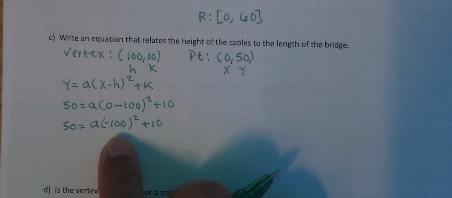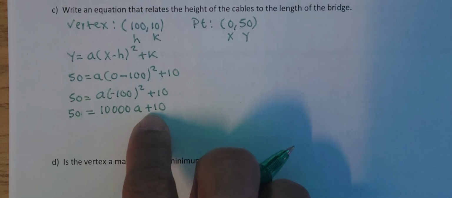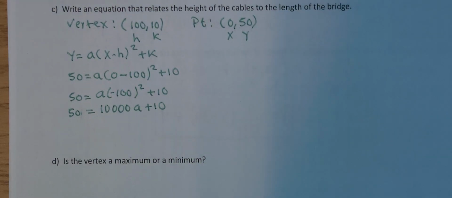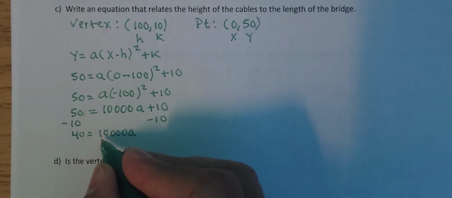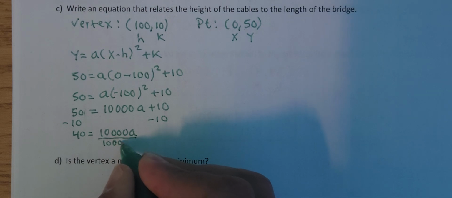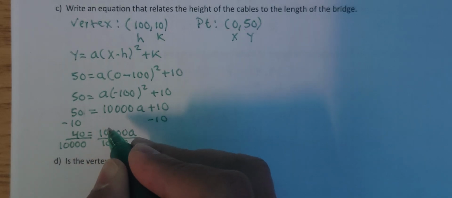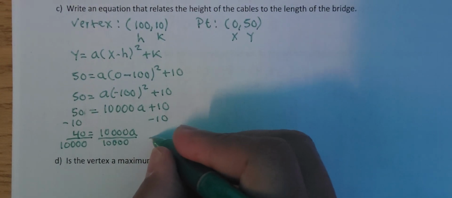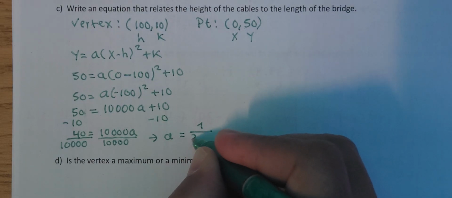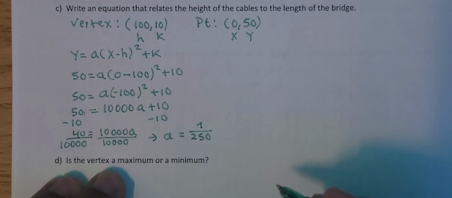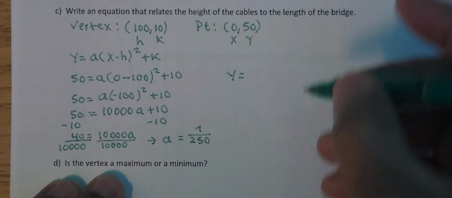So we're at this step now, and then take the square of negative 100. So this is 10,000, which is negative 100 squared. Then simplify. So then we subtract 10, so that gives us 50 minus 10 is 40. Then let's divide by 10,000. Okay, you can do this with a calculator because it'll simplify it for you. Or you can do it by hand, however you prefer to do this. So then that means A is equal to 1 over 250.